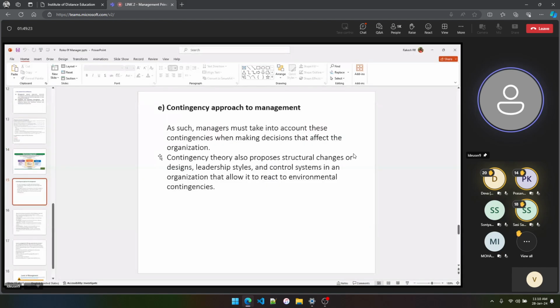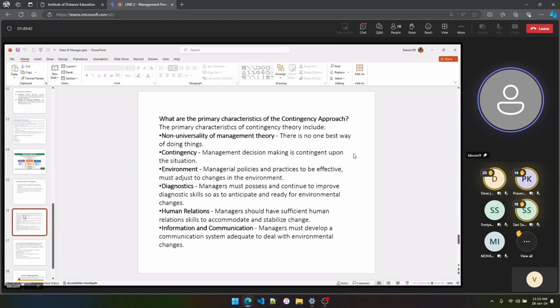Next is contingency approach to management. As such, managers must take into account these contingencies when making decisions that affect the organization. Contingency theory also proposes structural changes or defines leadership style and control systems in an organization that allow it to react to environmental contingencies. See, it's very simple. Contingency is, unexpected situations may come. So at that particular point, the managers or the overall top management should be in a position to meet those things.